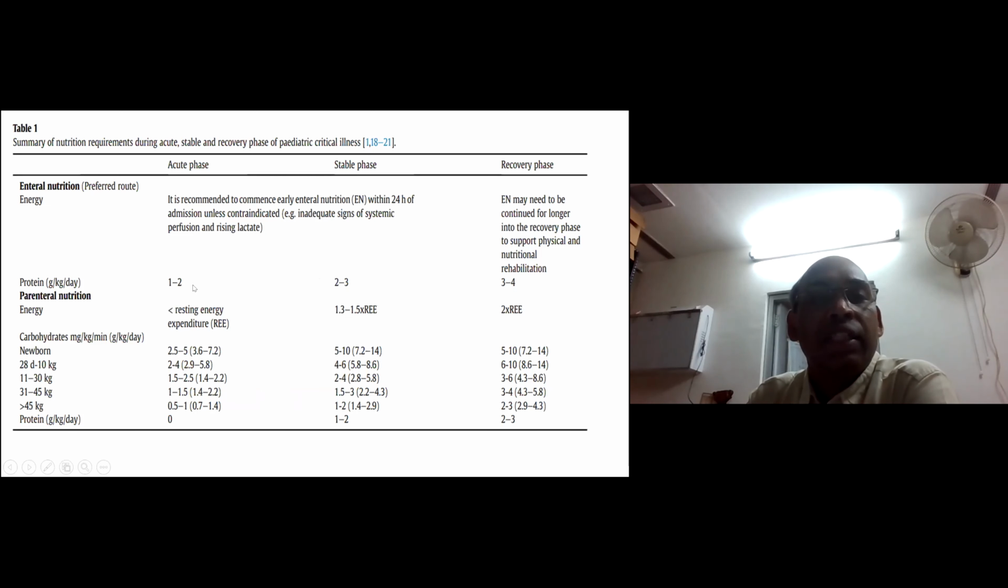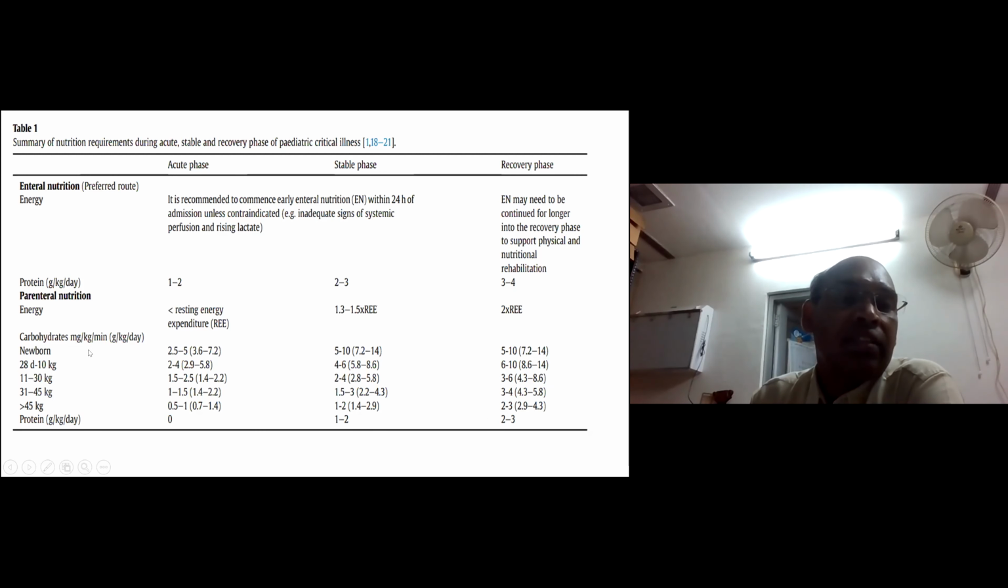The protein in enteral nutrition will be very low, around 1 to 2 gram per kg. In the stable phase, it will be around 2 to 3 gram per kg. In the recovery phase, for catch-up growth, we can give 3 to 4 gram per kg. In parenteral nutrition, protein is not given in the first week of life. In the stable phase 1 to 2 gram, in the recovery phase 2 to 3 gram. Likewise, the energy requirement given is less than the resting energy requirement. Later on, it will increase to around 1.3 to 1.5 times the resting energy expenditure. And in the recovery phase, it is given around 2 times.